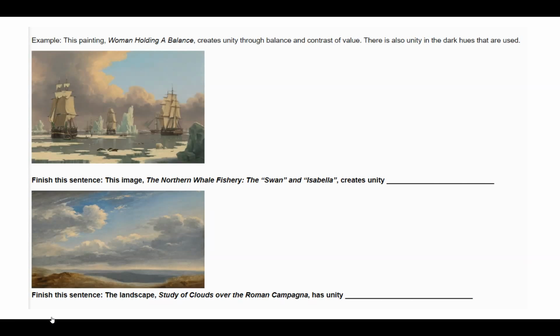It is just sort of a fill in the blank, and you are describing how unity is created in these two pictures. And this is after you've seen some examples with some other descriptions about how unity is created. I think the thing that confuses students the most is how to talk about unity. And when you're talking about unity, you are talking about how the elements and principles create unity.